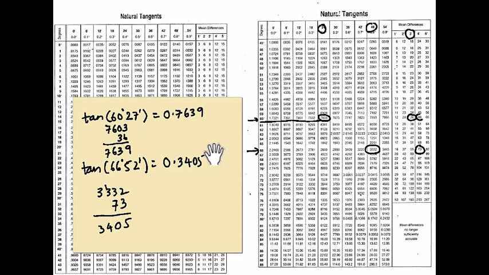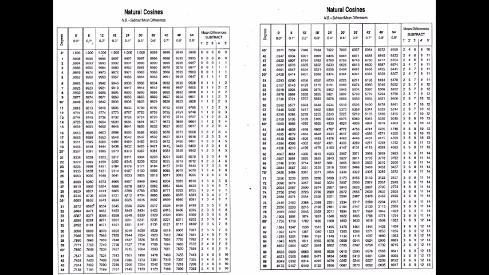Okay. Now let's have a look at the cosine. Now, cosine is slightly different in this particular case. Because here in sine and tangents, what did we do? We always added the mean differences. Let's have a look how to look at the cosine tables. Let me pull out the cosine table now. So this is how the cosine table looks like. Now remember, here it's very clearly written, mean difference is to be subtracted.